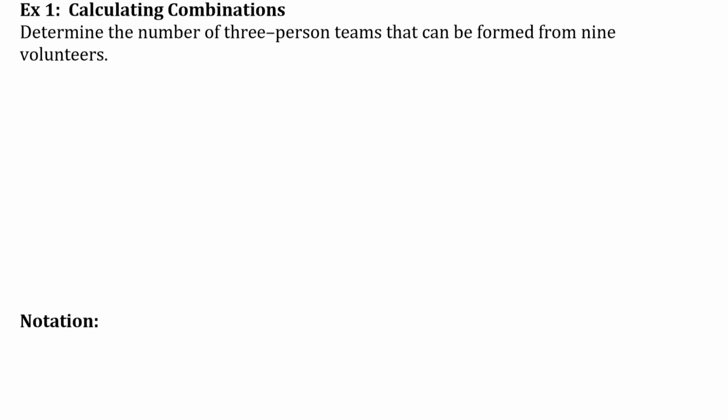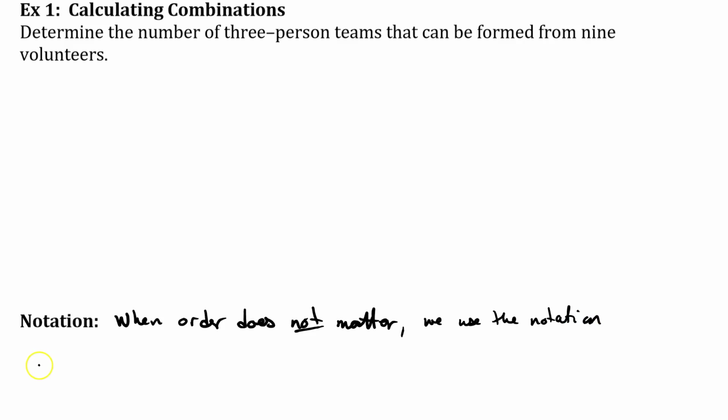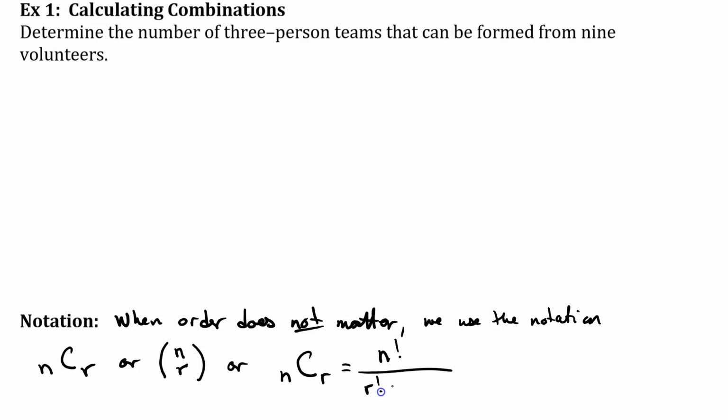So before we calculate combinations, I just want to take some notation down. So when order does not matter, we use the notation nCr, which is very similar to our permutation, which was nPr. Or we can see it in parentheses with a vertical orientation, n choose r. Or we can use the formula n choose r equals n factorial over r factorial times n minus r factorial. You'll notice that it's very similar to the permutation. The only thing that's different is we have this extra dividing out by r factorial.